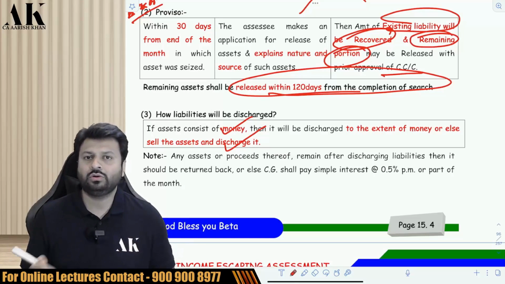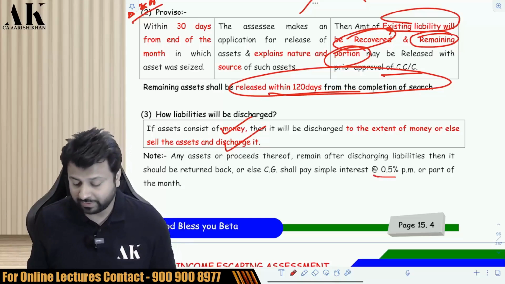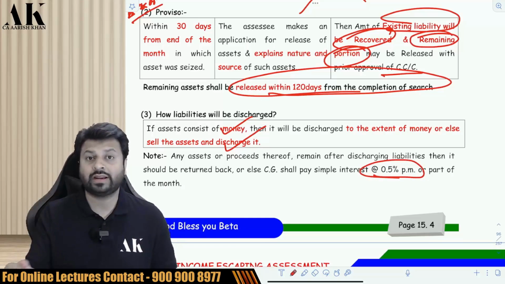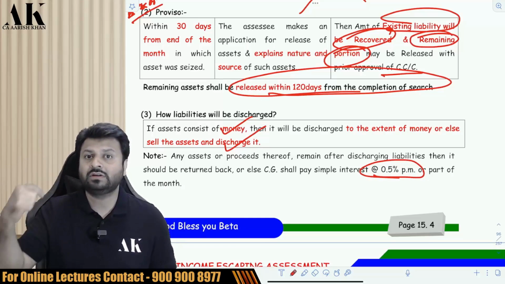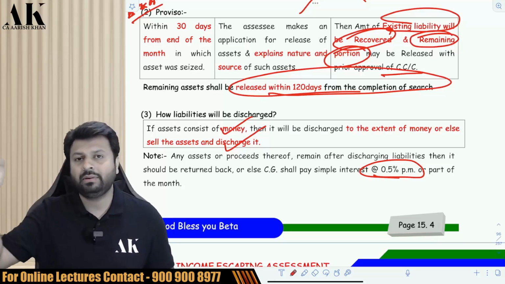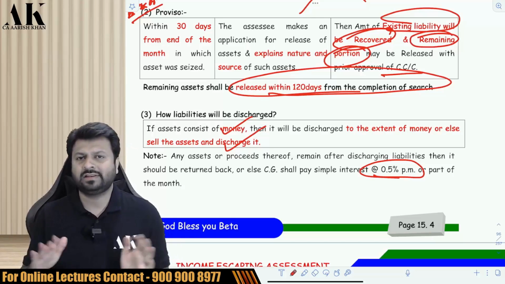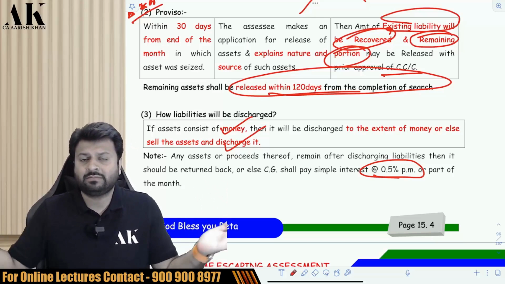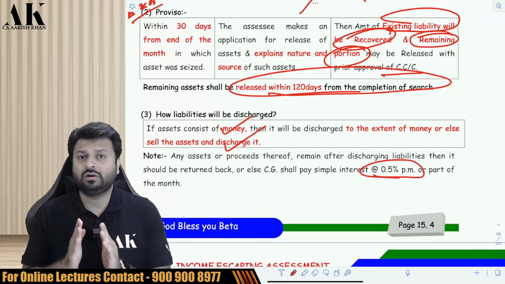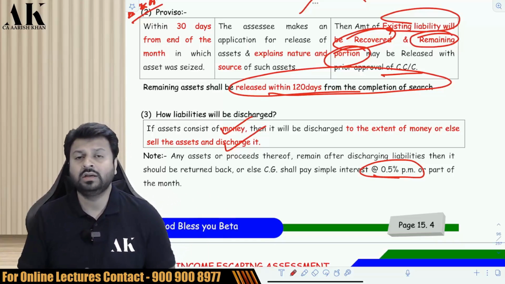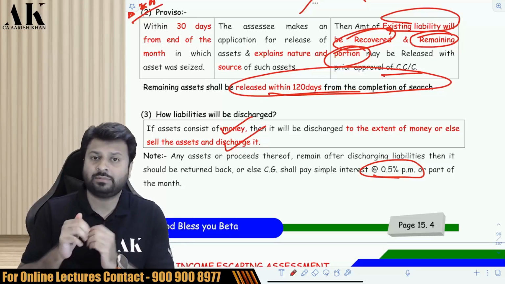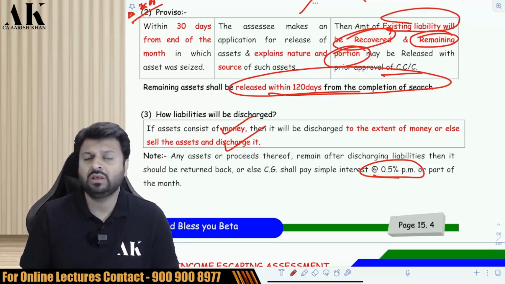And if they don't return it to you on time, then the department will pay you 0.5% interest per month, because they also don't have the right to keep an excess asset with them, which is not going to be used for payment of tax liability. So if something is recovered already and still some assets or some money is left, you have to return it back to the assessee, because that is something which you are unnecessarily holding. So if you are unnecessarily holding, the department is also liable to pay interest at the rate of 0.5% per month or part thereof. Okay.